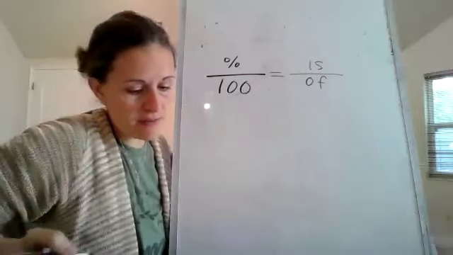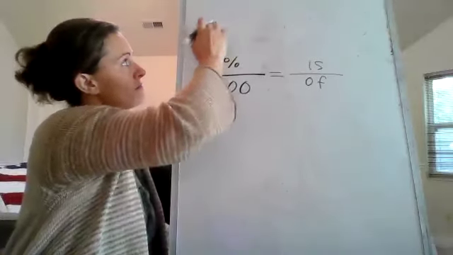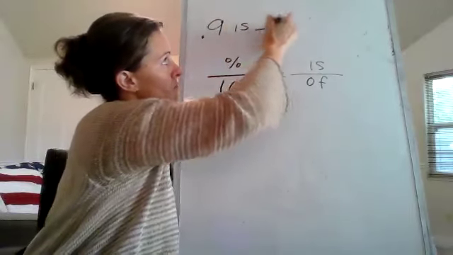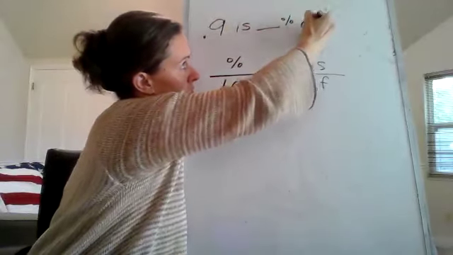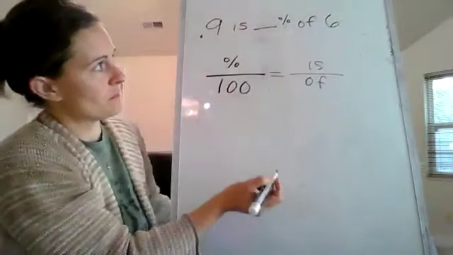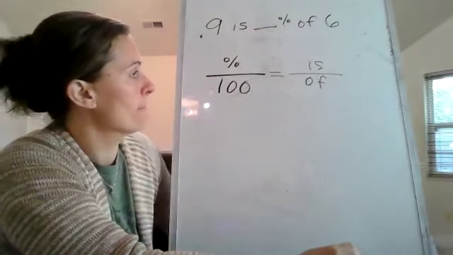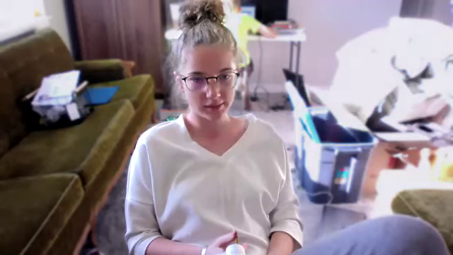Okay, 0.9 is something percent of 6. What's it going to look like? 0.9 is, and then 6 is of.